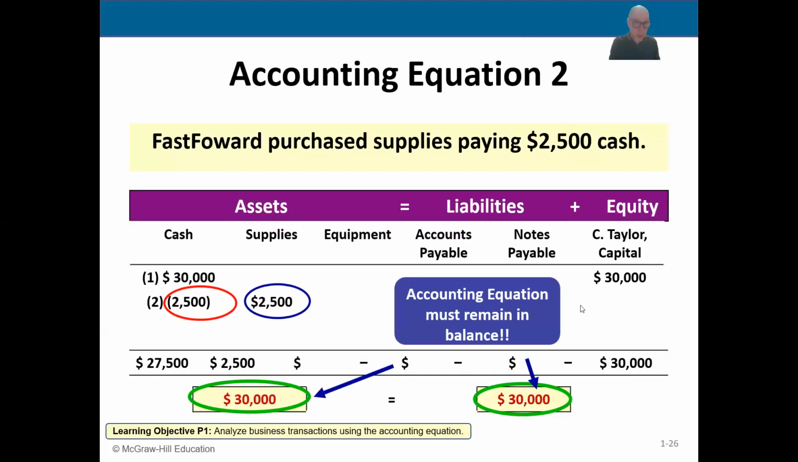So the second transaction, we can see supplies goes up and cash comes down. They're both asset accounts, and all I'm doing is moving it from one asset to another. So what that means is the accounting equation is still in balance. You see? So yeah, in some cases that happens.